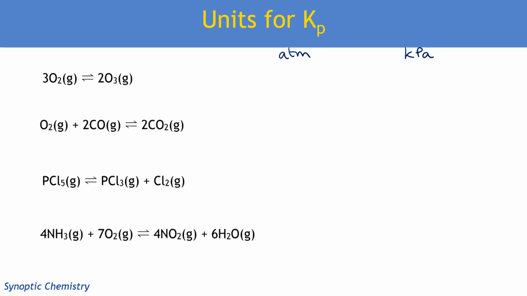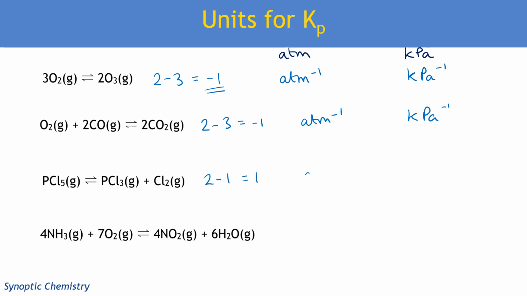So if I look at this equation, 2 moles of products minus 3 moles of reactants gives me minus 1. So my answer would be atmospheres to the minus 1, or if I'm given pressure in kilopascals, kilopascals to the minus 1. Next one down, I've got also 2 minus 3, same units, atmosphere minus 1, kilopascals to the power minus 1. Next one, I've got 2 minus 1, give me 1, so my units are just atmosphere and kilopascals.